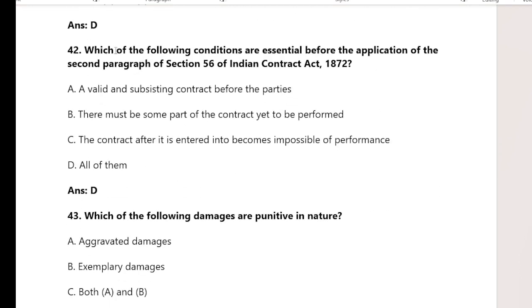And the next question is, which of the following conditions are essential before the application of the second paragraph of Section 56 of the Indian Contract Act 1872? A: a valid subsisting contract between the parties. B: there must be some part of the contract yet to be performed. C: the contract, after it is entered into, becomes impossible to perform. Option D is all of them.